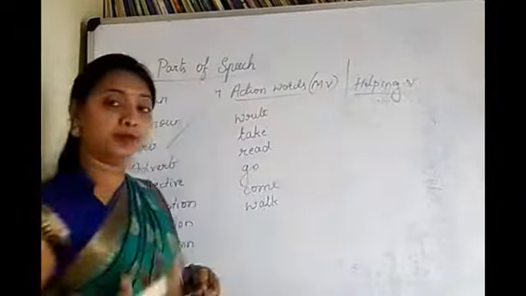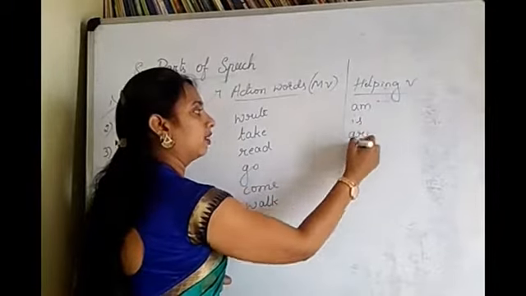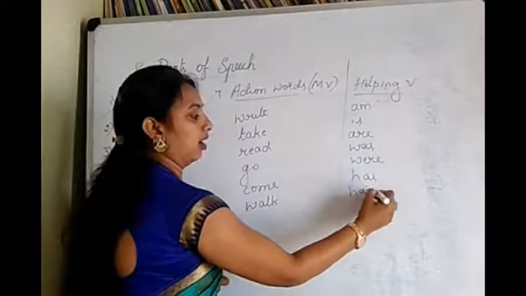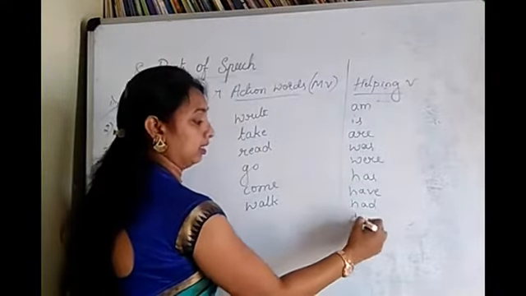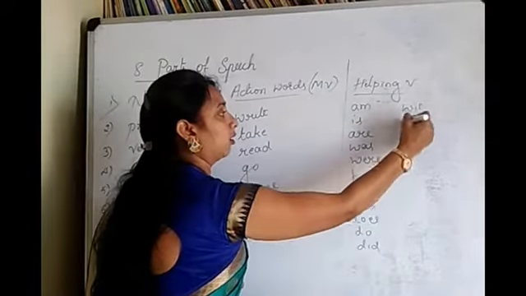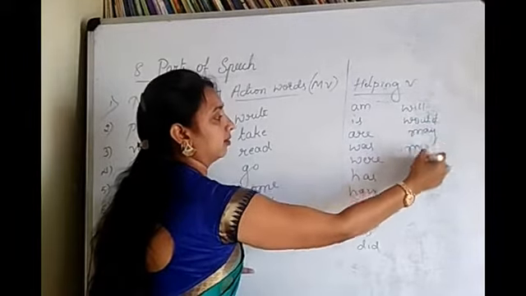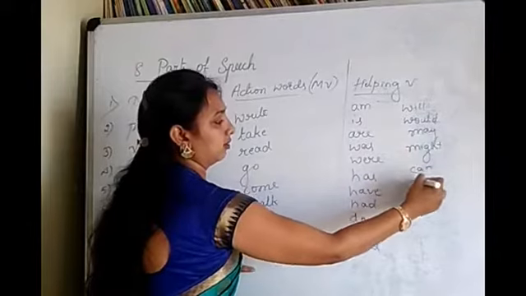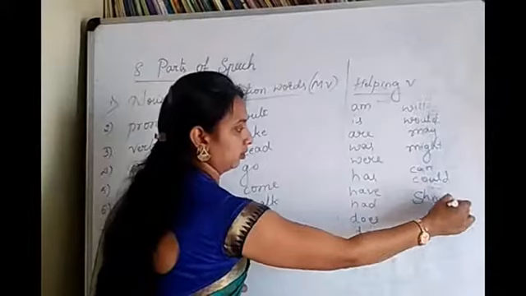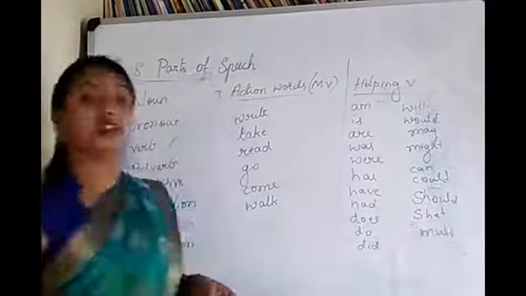Which are the helping verbs? Helping verbs means am, is, are, was, were, has, have, had, does, do, did, will, would, may, might, can, could, should, shall, must. So these are the helping verbs.